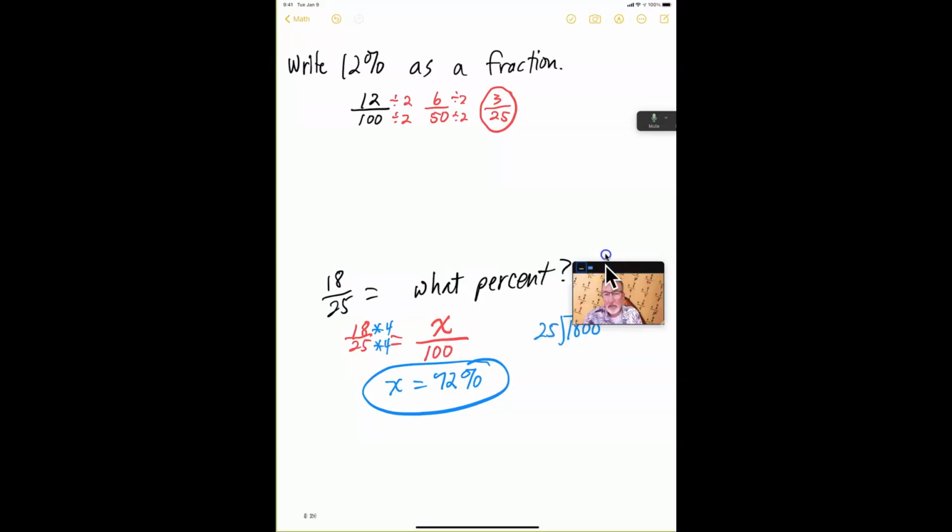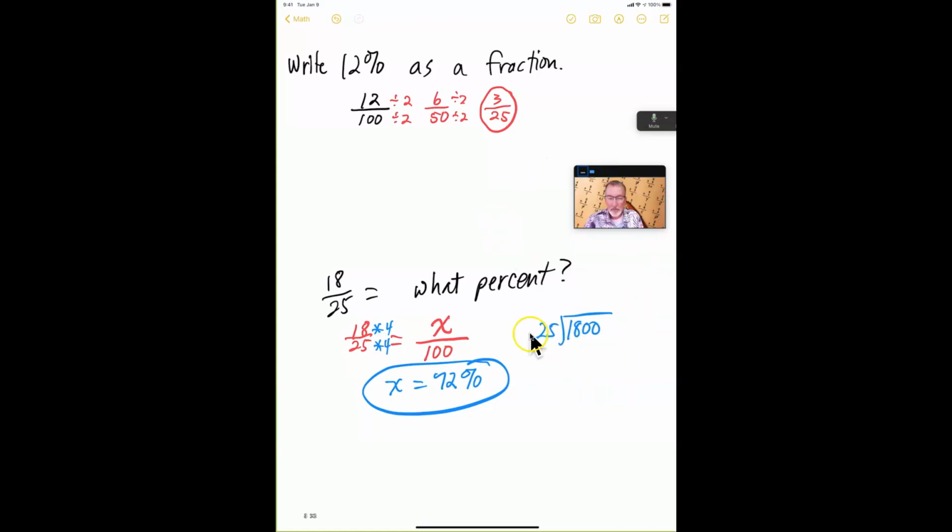Let me step out of the way. I'll float up here. So 25 won't go into 18 or 1, so we got zeros there. 25 will go into 180. It should go 7 times, which would be 175. And that leaves, let's change color just because we can. We're going to borrow 1 from the 8, leaving 7 and 10 here. 10 minus 5 is 5. 7 minus 7 is 0. 1 minus 1 is 0. Bring down the 0. 25 will go into 50 twice. So we've got 72. So either way, it shouldn't take you too long to find your answer, 72%.